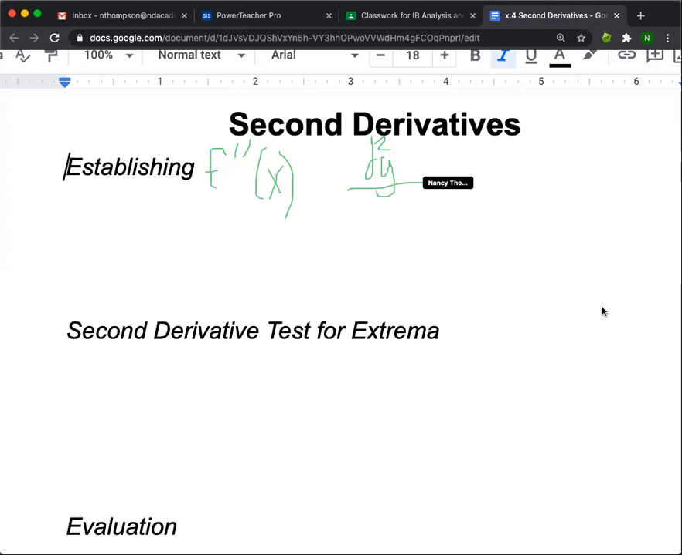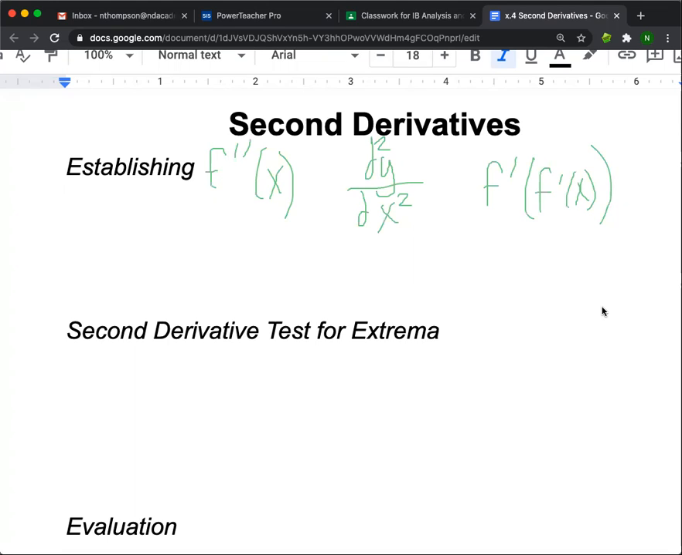d squared y over dx squared. So both of those are ways to write the second derivative. But again, a way to think of it is the derivative of the derivative. So that's another way to think of it.